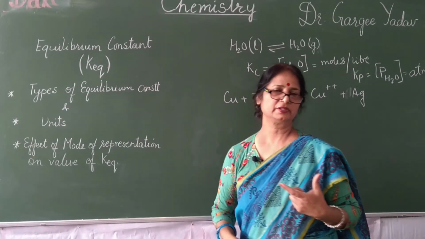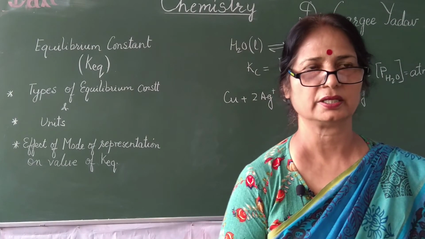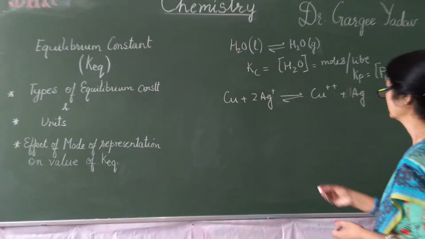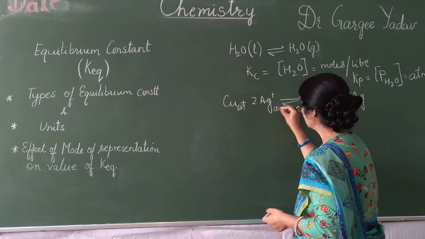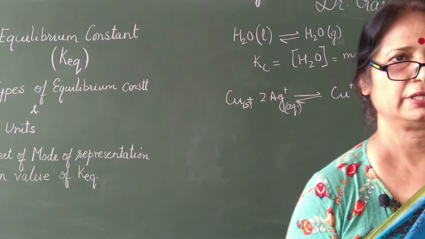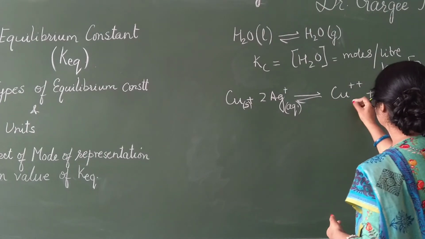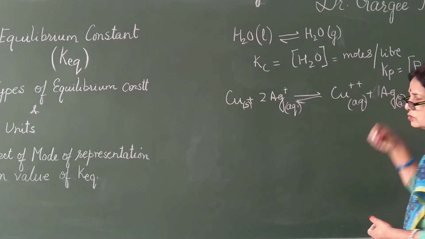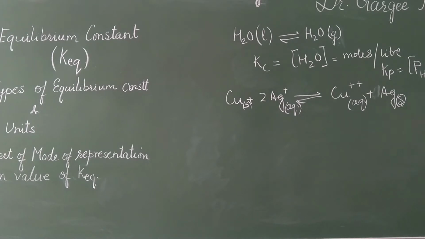So this is a simple ionic equilibria, and here we have the copper in the solid state. This is our aqueous phase. And here the Ag is also in the solid state and this is our aqueous state. And this is our solid state. So here how do we calculate Kp and Kc? We will see over here.